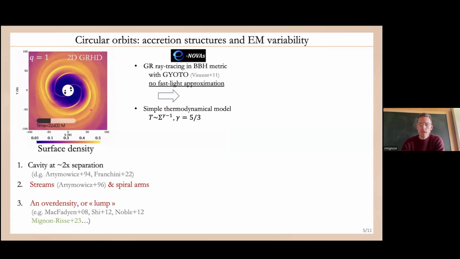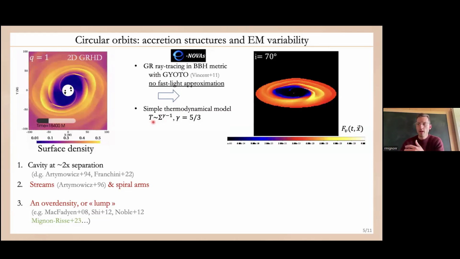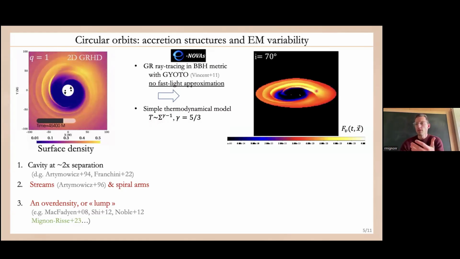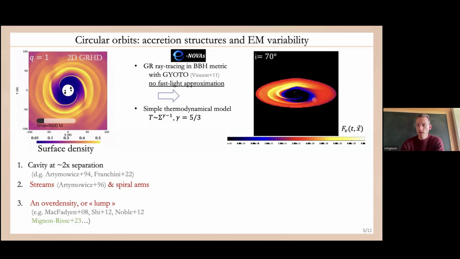And what we could do is then to compute from this some synthetic observations using the GR ray tracing code Giotto in the same binary black hole metric. And here for the temperature, we used a really simple model where the temperature only depends on the local density. And when we do that, we can compute the emission map as a function of time, as a function of the frequency as well, which evolves like this with respect to time.